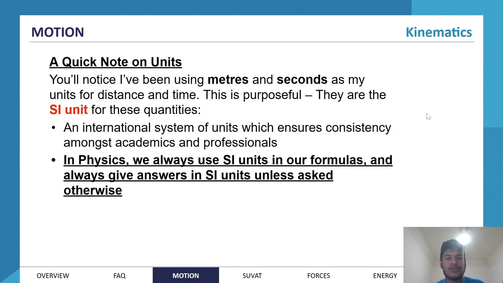In physics, we always use SI units in our formulas and always give answers in SI units unless asked otherwise. Again, it's always possible to do physics without using SI units, but you just have to be careful to be consistent. And some formulas, like empirical formulas, only work with certain unit systems, so you need to be careful with that.